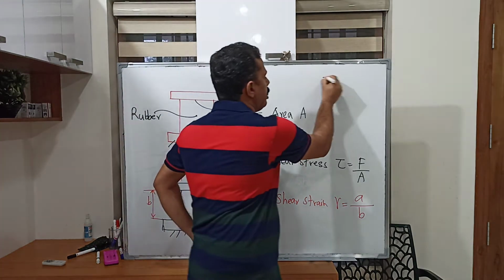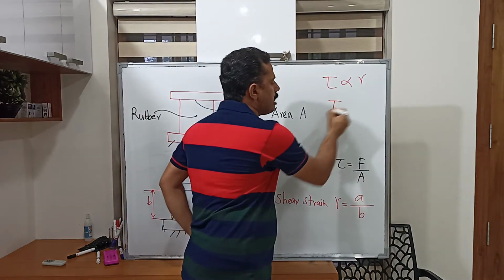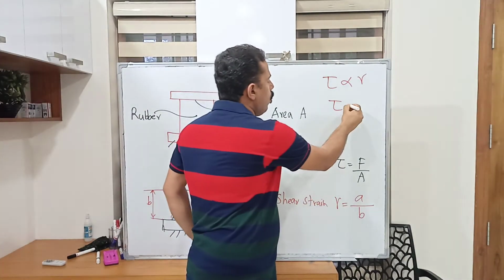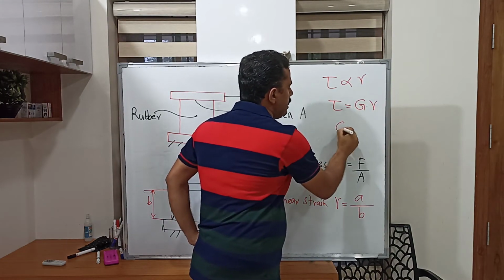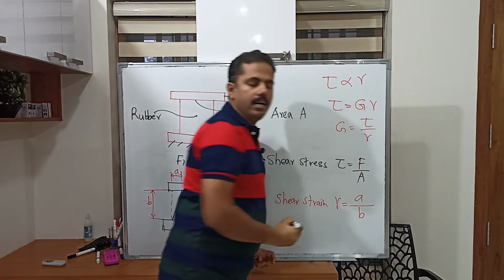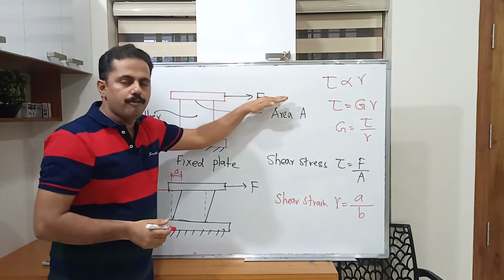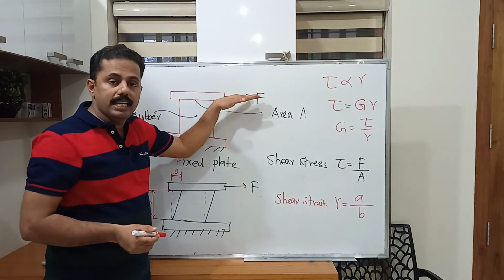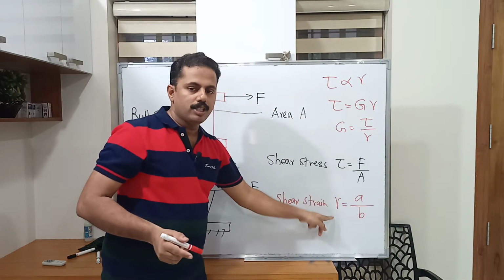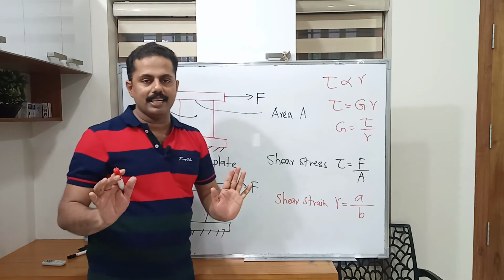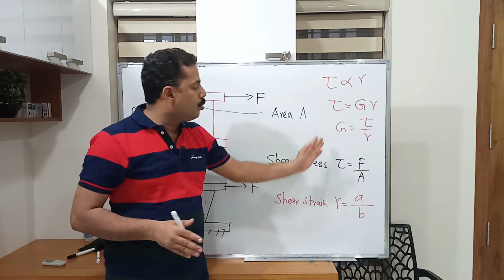We can write tau is proportional to gamma. It means that tau by gamma is a constant, or you can make a proportionality constant here. That constant is G, where G is tau divided by gamma. For any material, if you consider this rubber material and increase the force F, of course the shear stress F by A will increase, and the deformed length will increase, so gamma will increase. This ratio is always a constant, and that constant is known as modulus of rigidity.